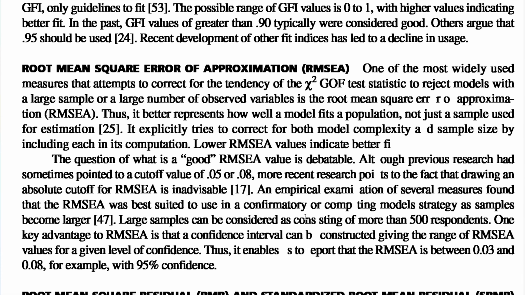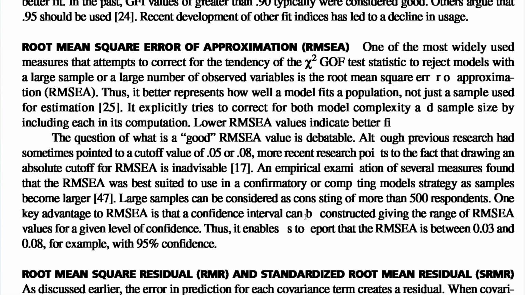Root mean square error of approximation. One of the most widely used measures that attempts to correct for the tendency of the chi-square goodness of fit test statistic to reject models with a large sample or a large number of observed variables is the root mean square error of approximation. It better represents how well the model fits a population, not just a sample used for estimation. It explicitly tries to correct for both model complexity and sample size by including each in its computation. Lower values indicate better fit.